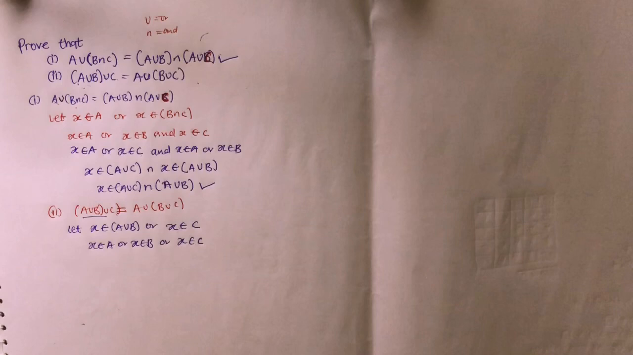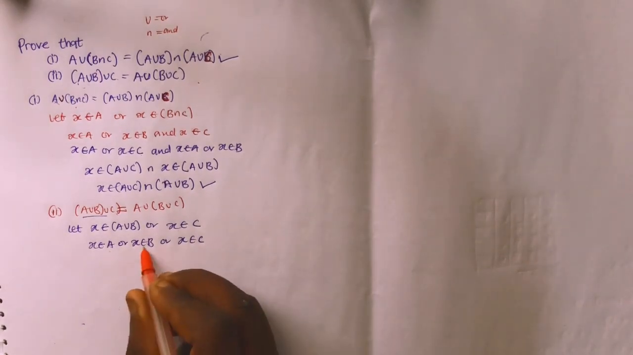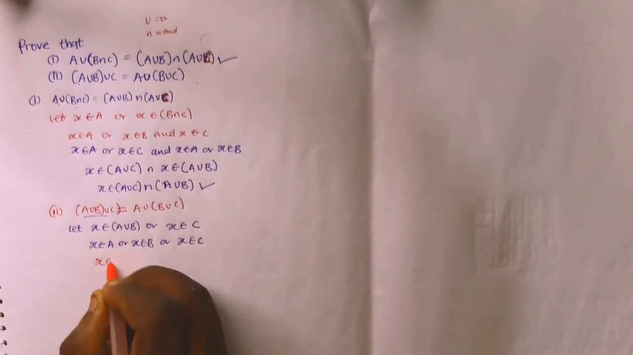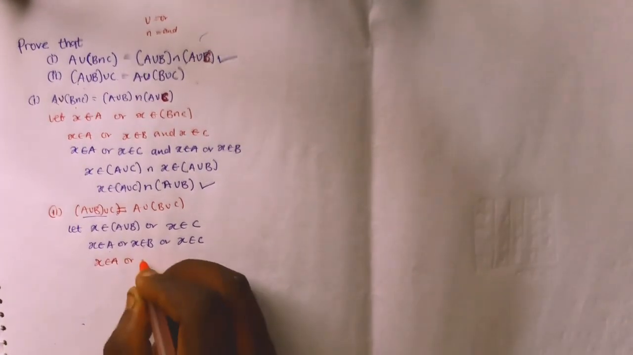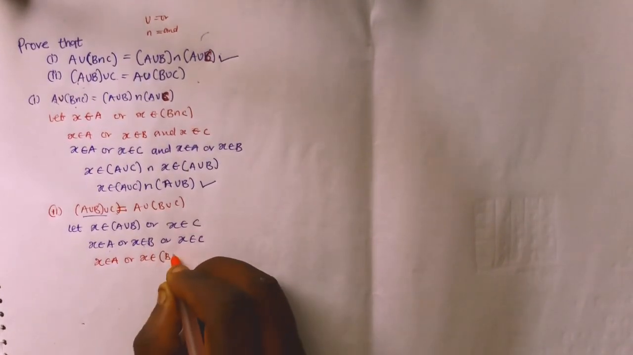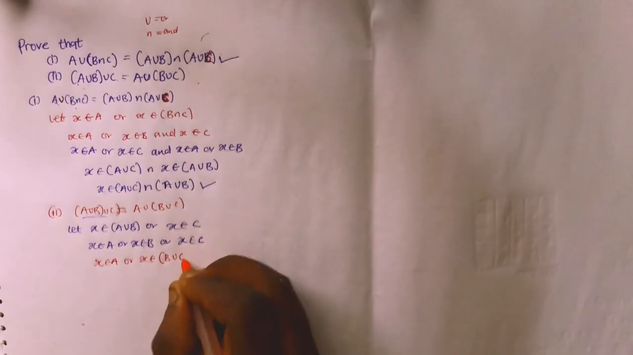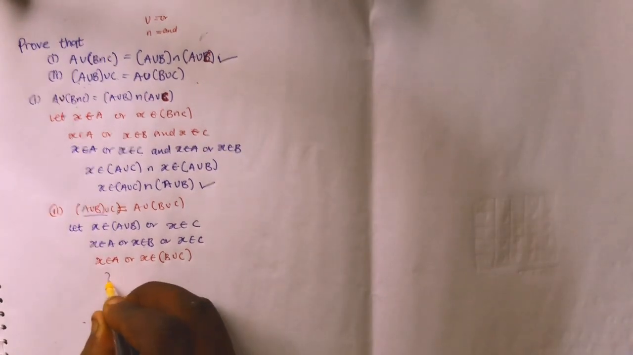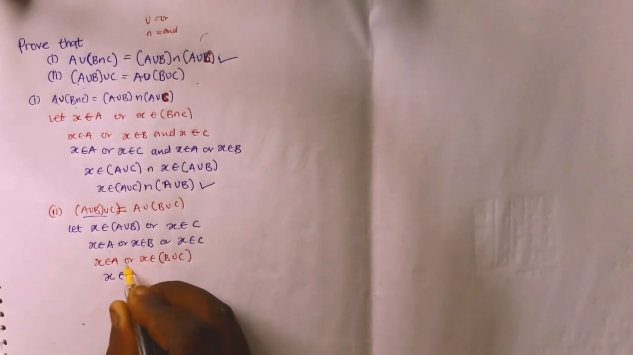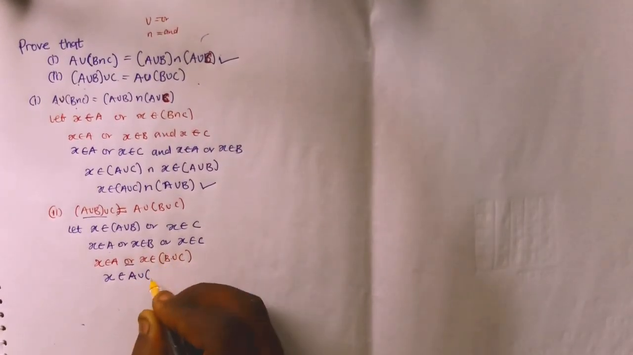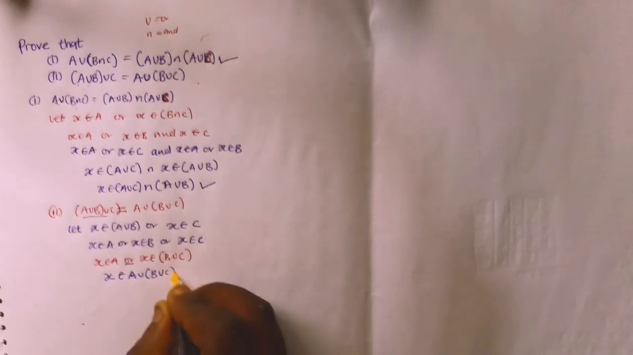With that being said, you can just go ahead and move again. Look at this. X is a member of A, or X is a member of B, or X is a member of C. Then X is a member of A, or X is a member of B, and or means union, then you have your C. Very simple. Then go ahead and simplify this. You have X is a member of A union (B union C), which equals this. Can I say it's very simple?